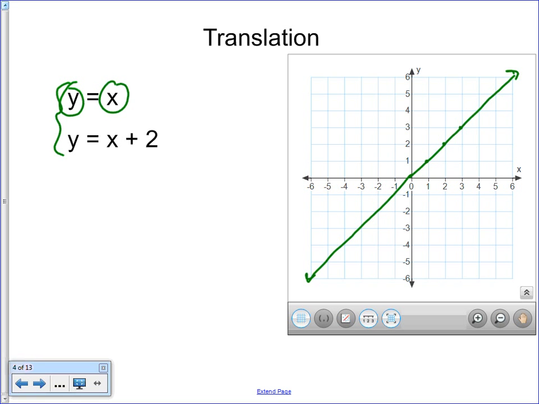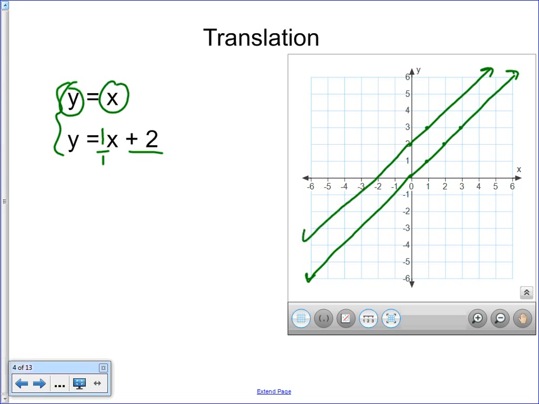Let's take a look at a graph of y equals x plus 2. Using our slope-intercept shortcut, I have a y-intercept at 2, so let's put a point at 2. I have a slope of 1, so from that y-intercept I need to go up 1 over 1. Okay, and let's make our line.